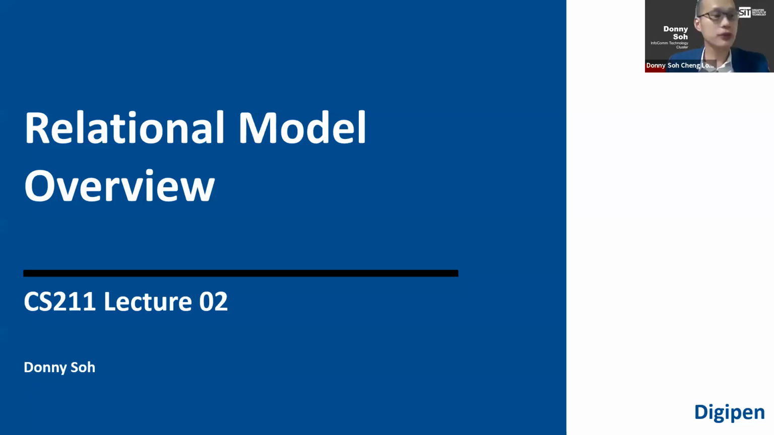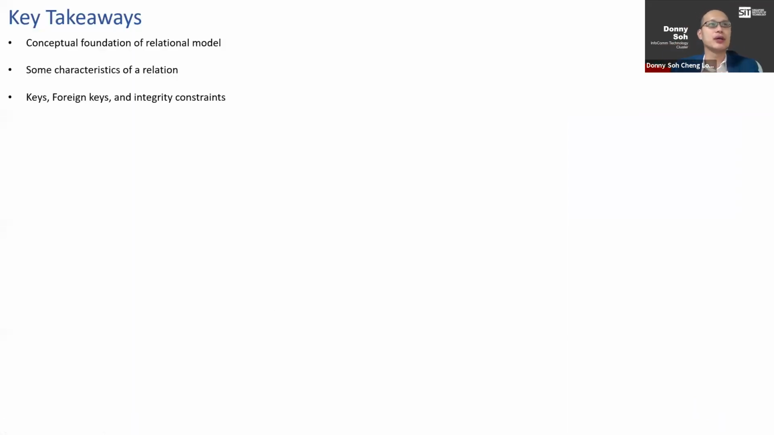Let's try to go into lecture number 2. This lecture will be on the relational model overview, and the three key takeaways: one, to understand the conceptual foundation of the relational model, some characteristics of a relation, keys, and integrity constraints. Some of these items I have talked a little bit about earlier this evening, so I may gloss over them if I've covered them already.